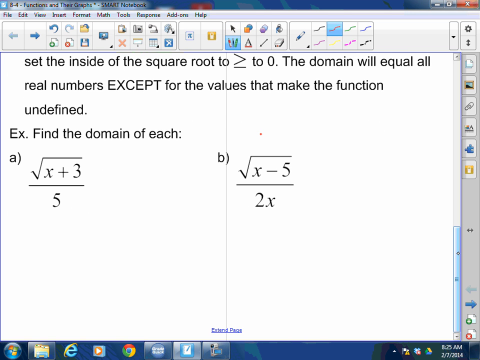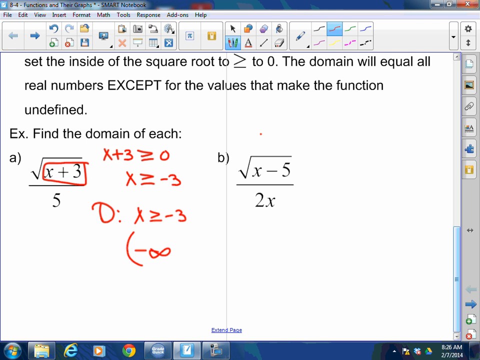For a, inside of the square root is x plus 3. So set the inside, x plus 3, to greater than or equal to 0. X must be greater than or equal to negative 3. So my domain, you could do x is greater than or equal to negative 3, or big boy status, or big girl status, out for those of you viewing out in the internet world. Negative infinity, no, wrong.